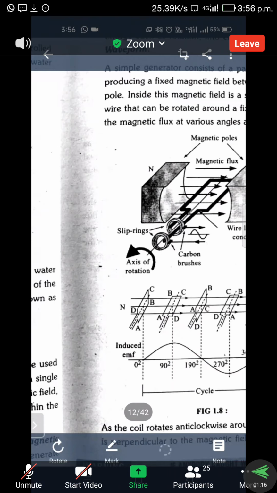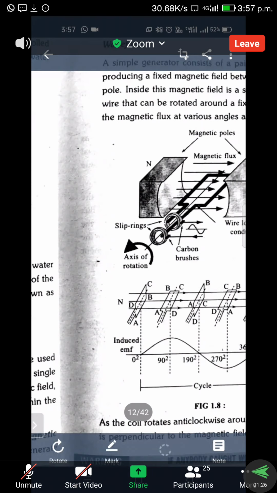The flux lines are directly passing through the empty space. So there is no flux connected to the conductor. So at that time the EMF is 0. Next what we are doing, we are rotating again.